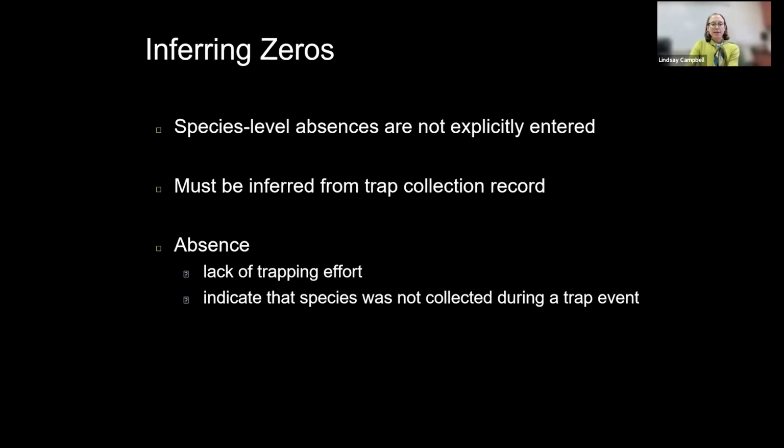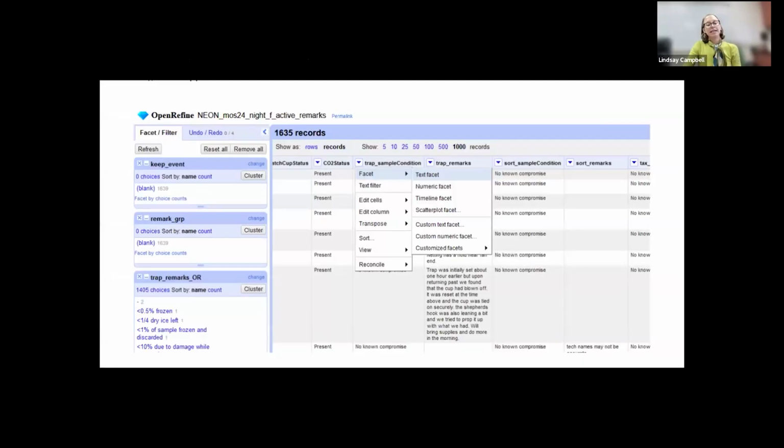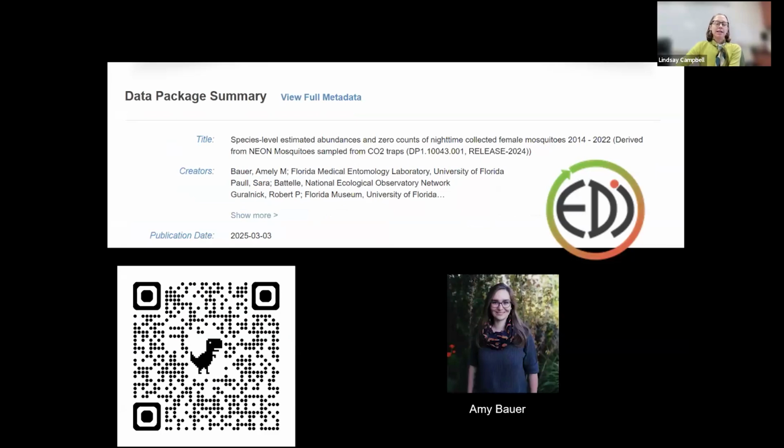I'm not going to go into all the details of what we did here, but we spent quite a bit of time working across these data. We took the free text notes from different trapping events, looked at those, and clustered them into different categories in OpenRefine. Then we developed a derived data set that is a data package available through the Environmental Data Initiative. Again, Amy Bauer was really essential in developing this, and it has a markdown file so you can see all of the steps that we took to derive this data set and what our exact exclusion criteria were, and it's reproducible.